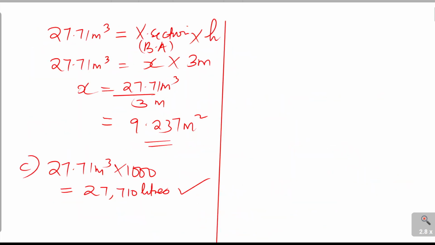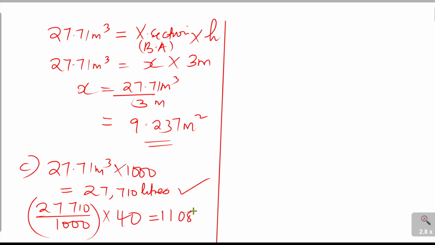So we need to divide 27,710 by 1,000, because for every 1,000 liters of this tank, they pay 40. Then when you get that, you multiply that by 40. That will give the amount of money they pay for every 1,000 liters of this tank. So this will give 1,108 shillings and 40 cents. So that is the cost.